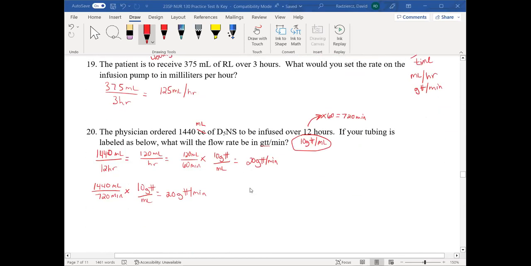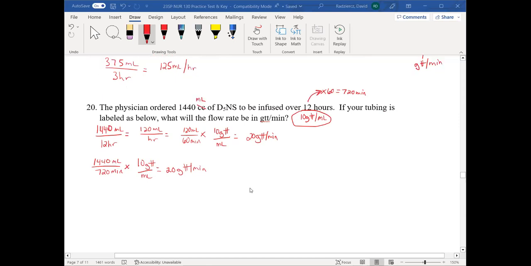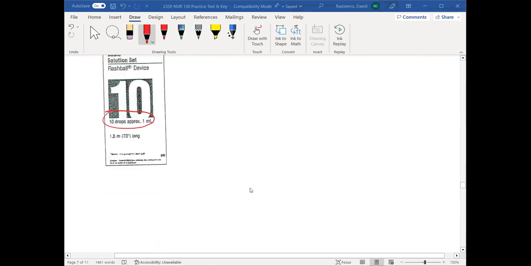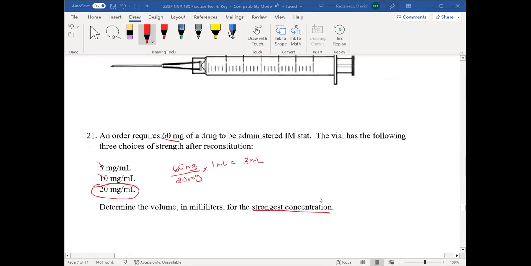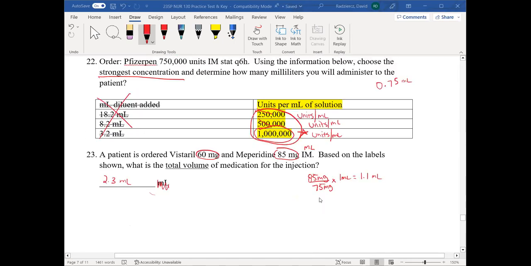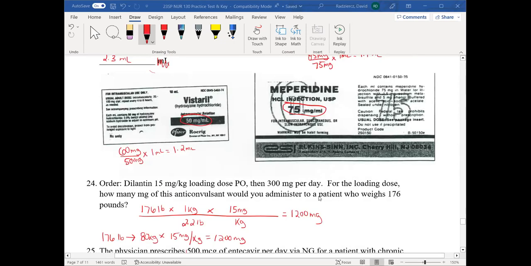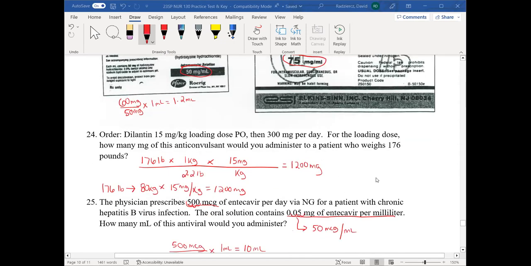I'm just looking to see if there's anything else. Yeah, so I don't know that you have too much in the form of weight-based. Let me just see. Oh, here we go. Yes.